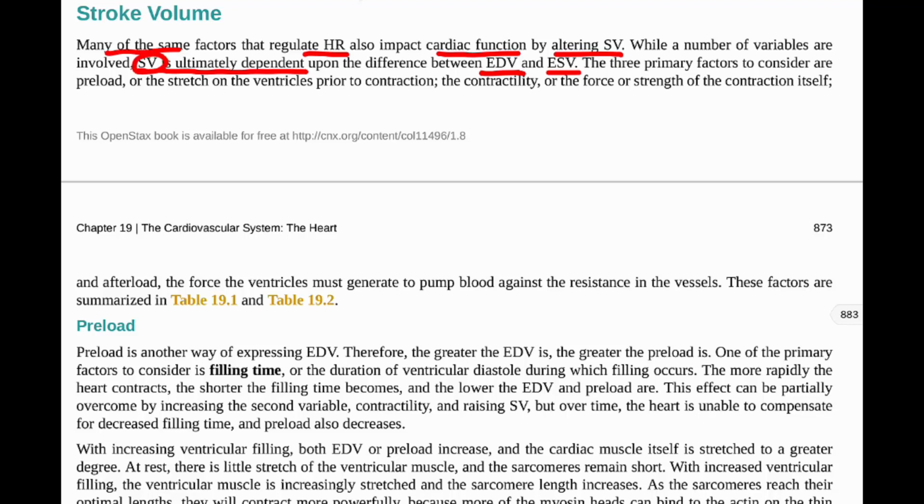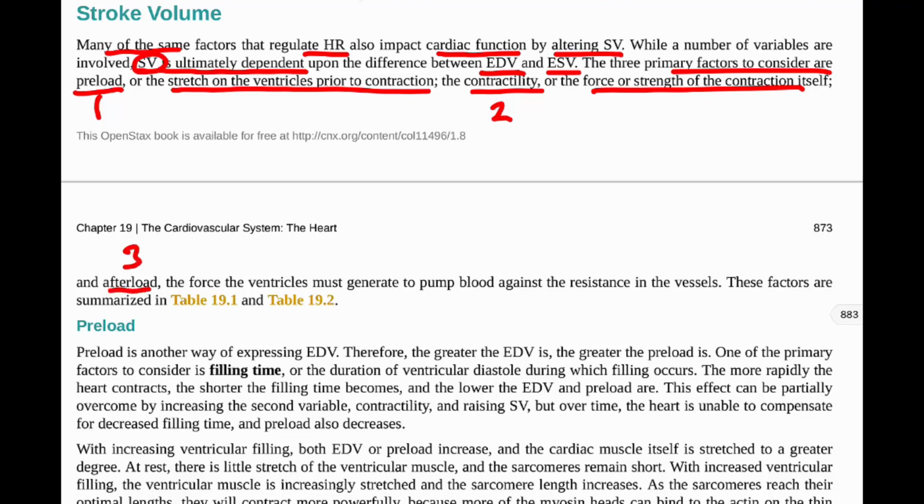The three primary factors to consider are preload, which is the stretch on the ventricles prior to contraction; contractility, the force or strength of the actual contraction; and afterload, the third one, which is the force the ventricles must generate to pump blood against the resistance of the vessels. This is more systemic, related to the vessels specifically.